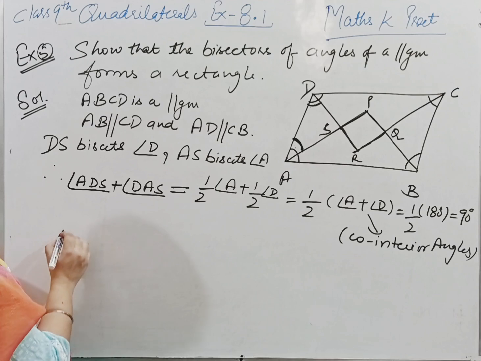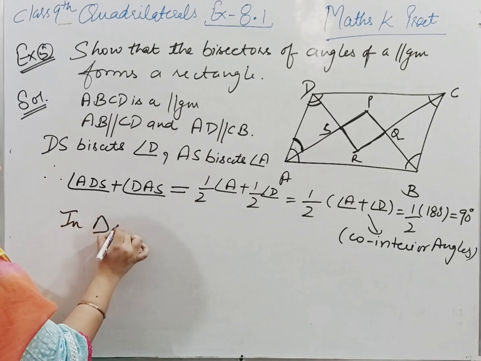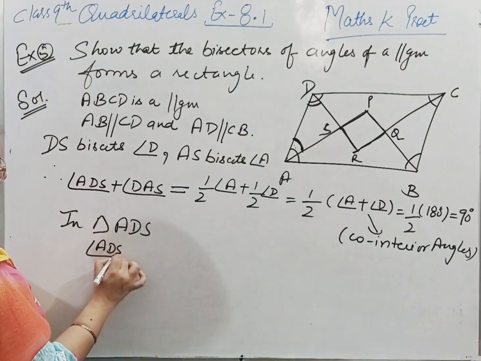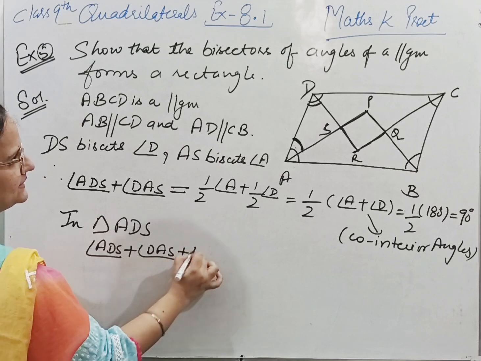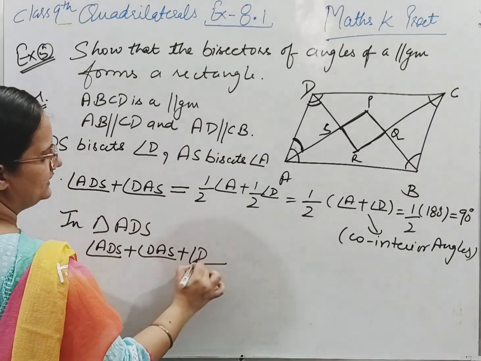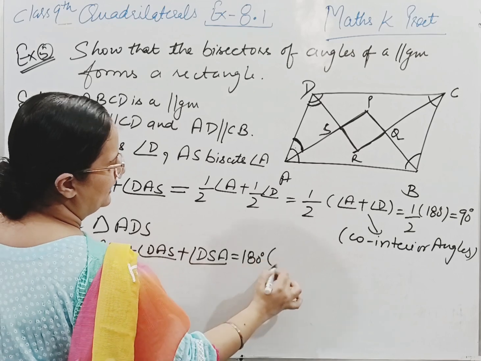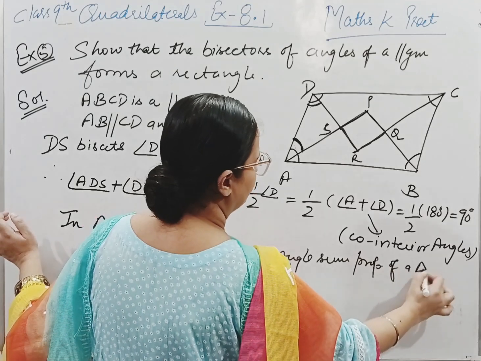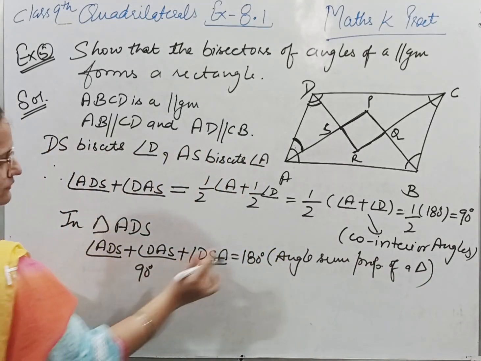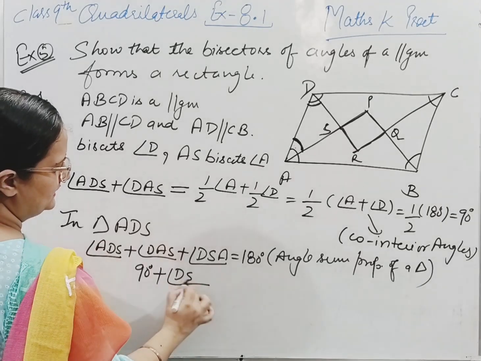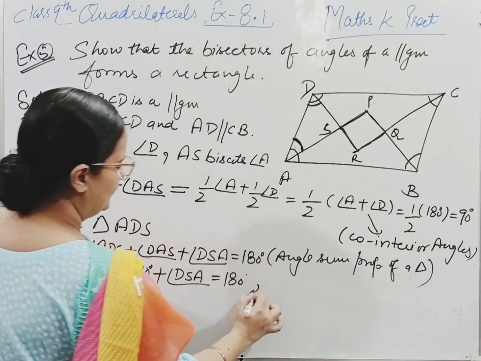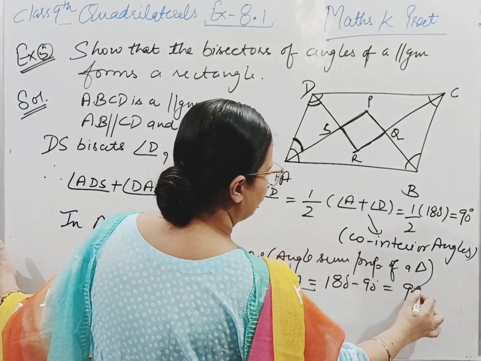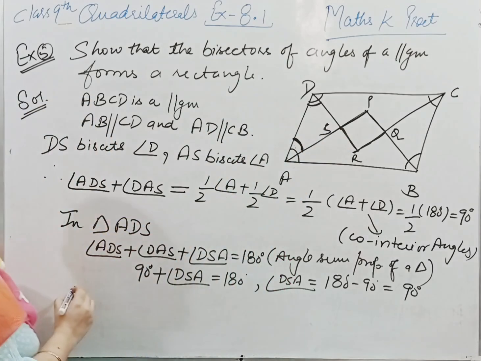Let me write these steps. Now in triangle ADS, angle ADS plus angle DAS plus angle DSA is equal to 180 degrees. Reason: angle sum property of a triangle. Fine. So the sum of these two angles is 90 degrees. We have just proved that, so put the value here. Now DSA will remain as it is. We'll get angle DSA is equal to 180 degrees minus 90, so this will be equal to 90 degrees. So I have shown that this angle is 90 degrees.